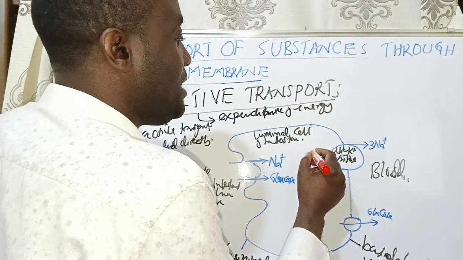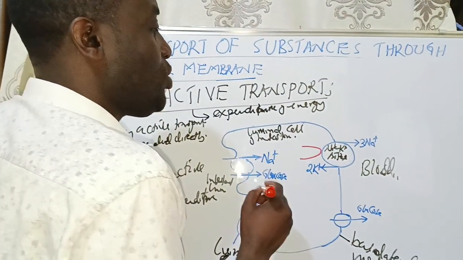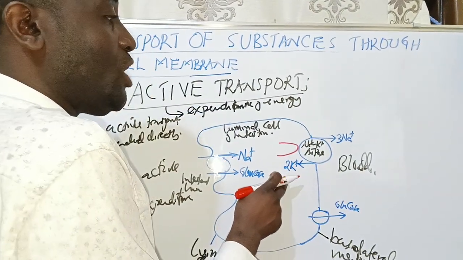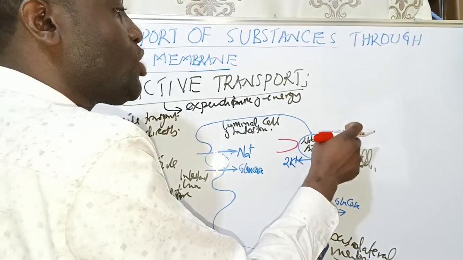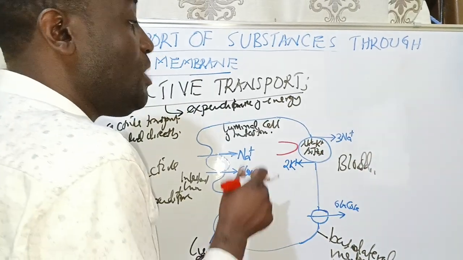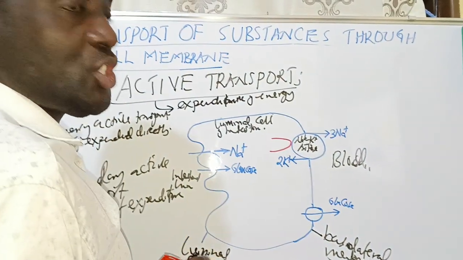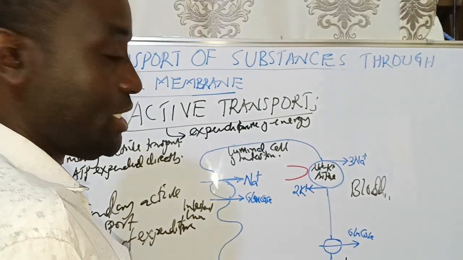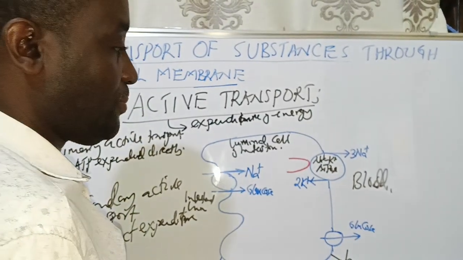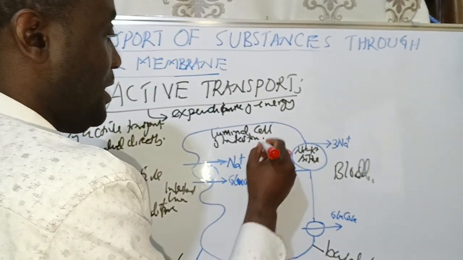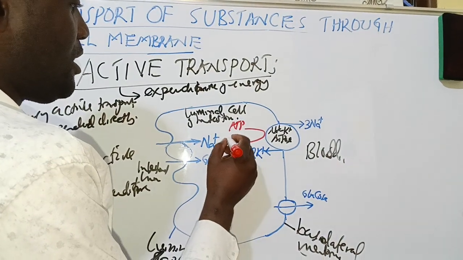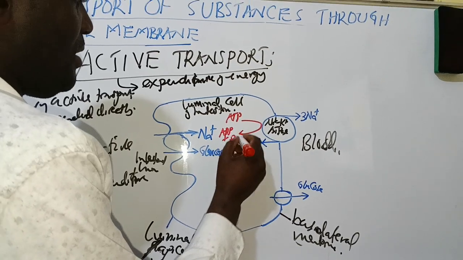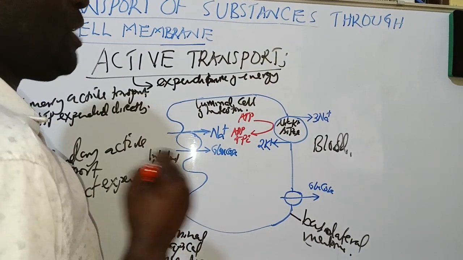ATP is expended. Why? Naturally, there are more potassium ions inside the cytoplasm of cells than outside, and there are more sodium ions outside the cells than inside. Meaning, when you take 3 sodiums to the outside of this cell, you have to apply energy because you are taking it against its concentration gradient. Likewise, potassium ion. So ATP in this case is expended and hydrolyzed into ADP plus an inorganic phosphate. That's very important to understand.